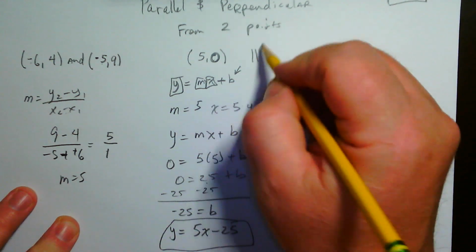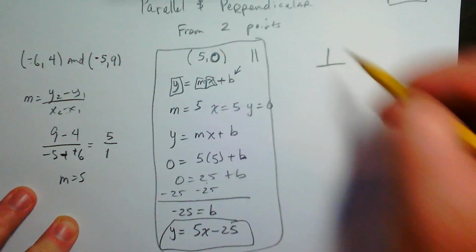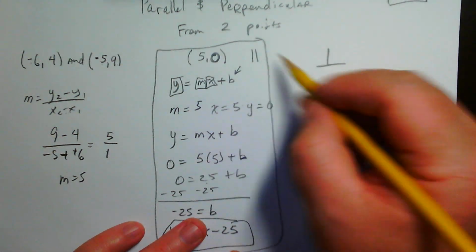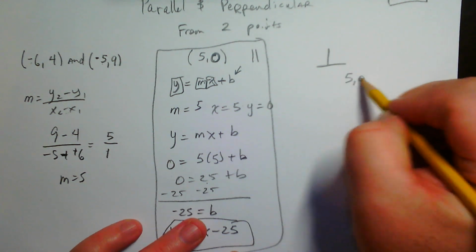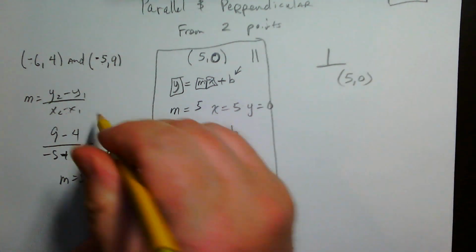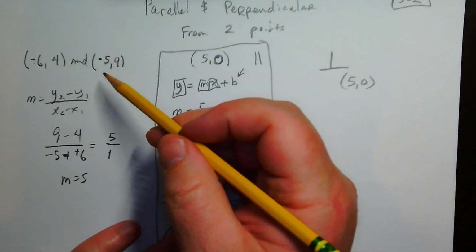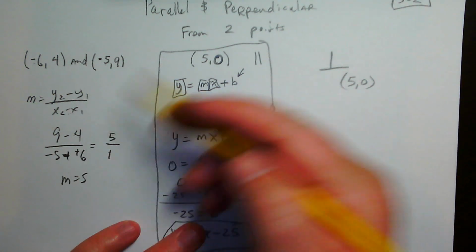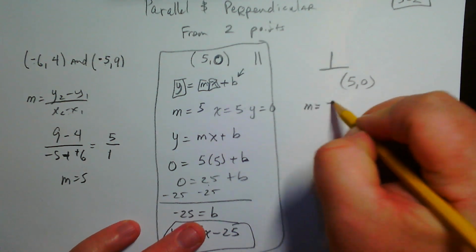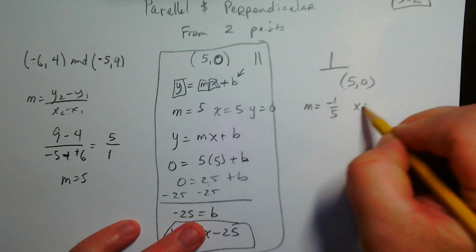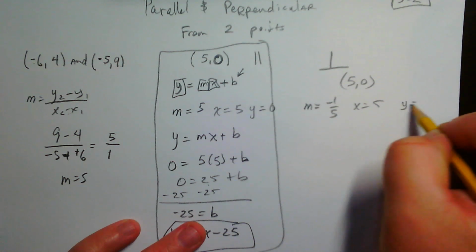Okay, this one over here was parallel. Let's do one that's perpendicular. So we're going to use the same point, 5, 0. Now we're going to be perpendicular to the line that goes through these 2 points here. We found that the slope of these 2 points is 5, so our slope is going to be negative 1/5, and still 5 and 0.